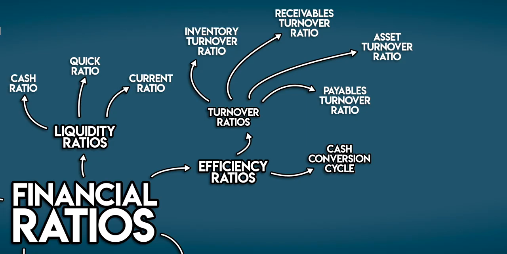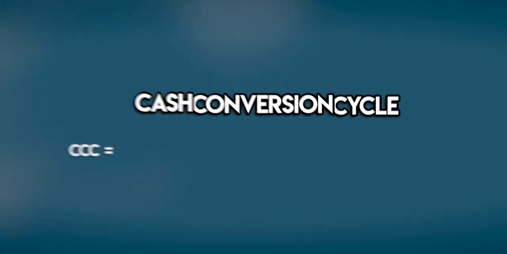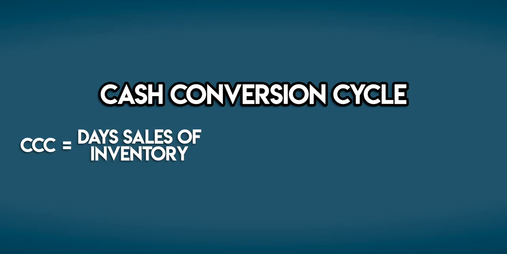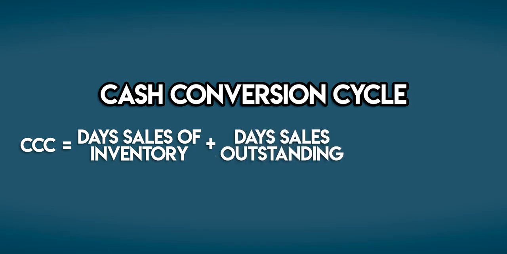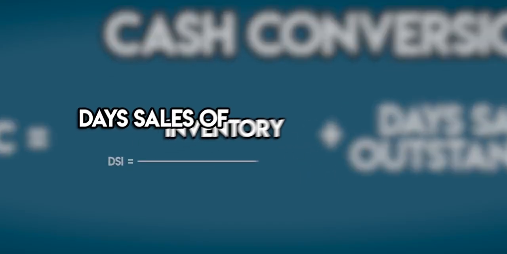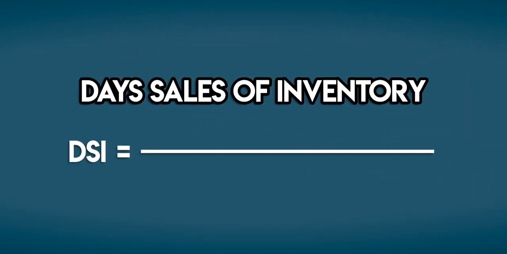The cash conversion cycle tells us the average number of days a business needs to convert its investments in inventory into cash. It works like this. The cash conversion cycle is equal to days sales of inventory plus days sales outstanding plus days payable outstanding. These three cash conversion ratios are the upside down of turnover ratios. Days sales of inventory is the upside down version of the inventory turnover ratio.